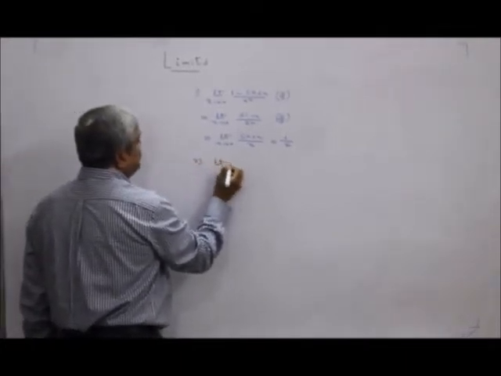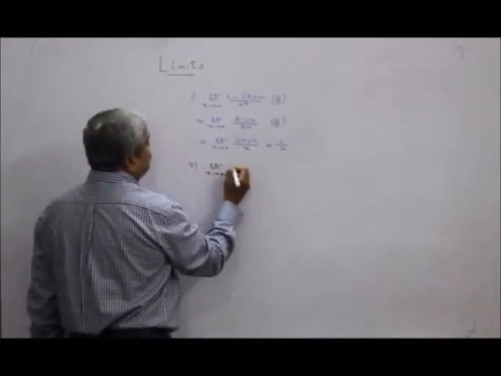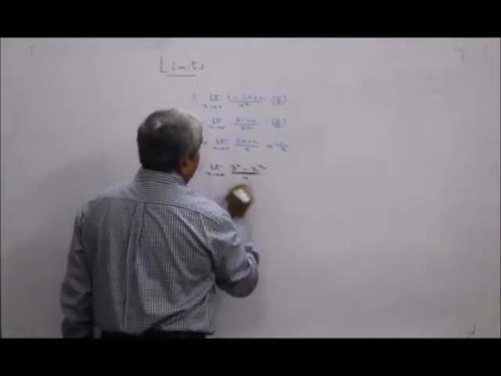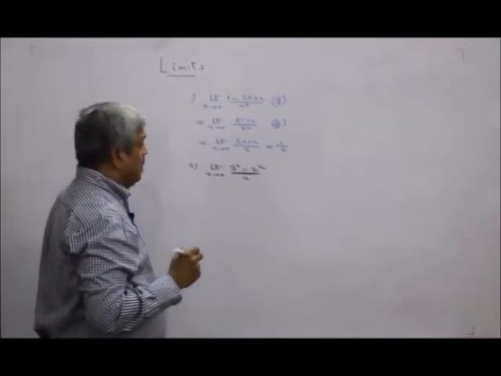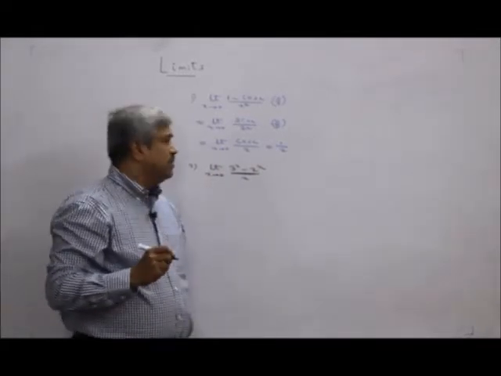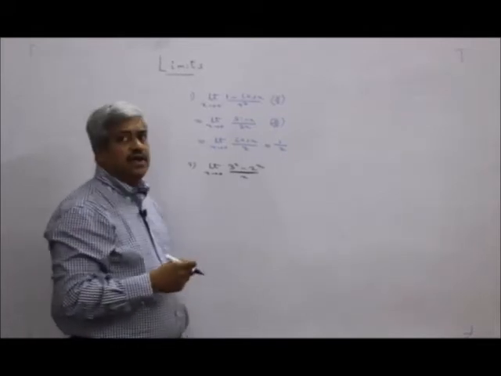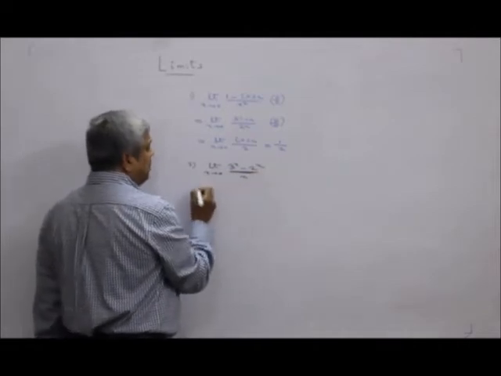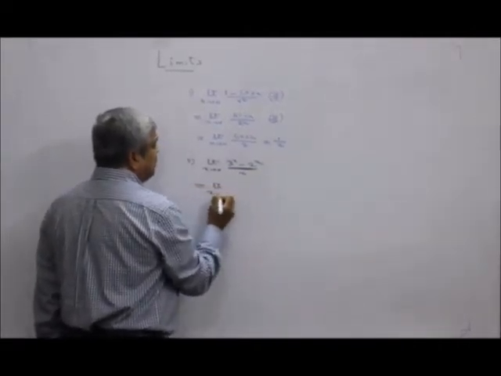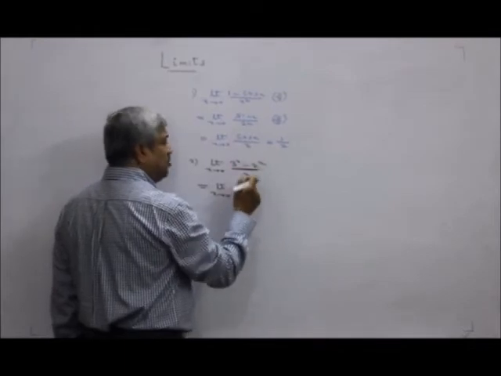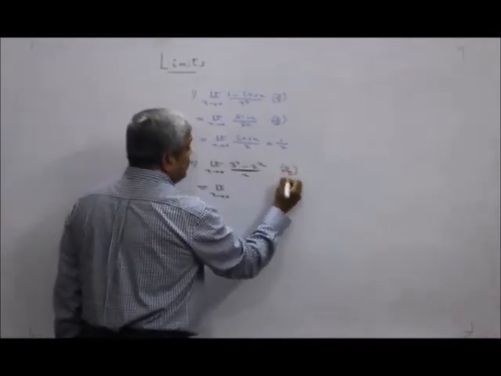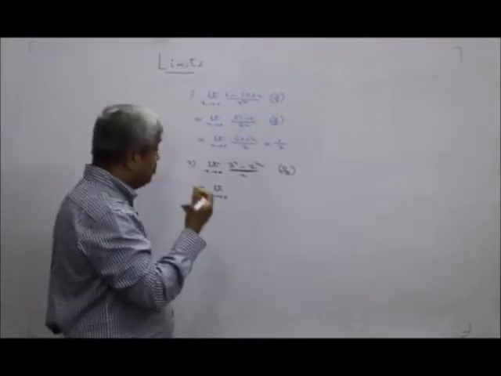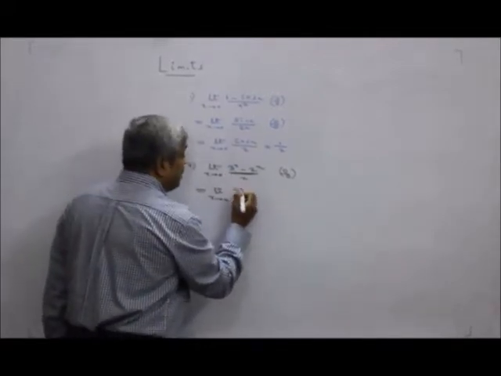Suppose the problem is like this: limit x tends to 0, (3 to the power of x minus 2 to the power of x) by x. Now if you want to solve this problem with another technique, it will take more than 1 minute. If you solve this problem using L'Hospital's rule, it is very simple. Substitute 0 in place of x in the numerator and denominator, you will get 0 by 0 form. So if you get 0 by 0 form, according to L'Hospital's rule, differentiate the numerator separately, and the denominator separately.